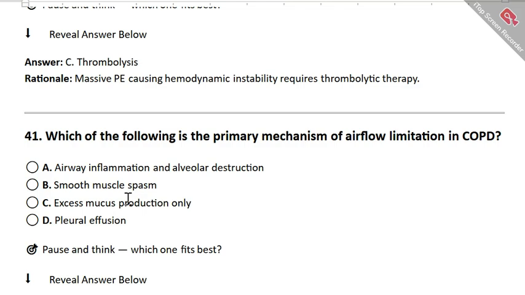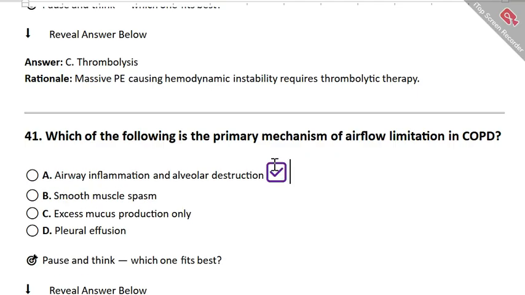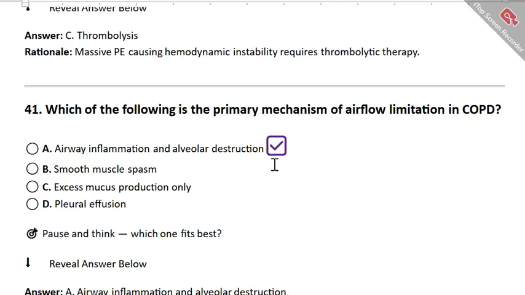Which of the following is the primary mechanism of airflow limitation in COPD? Read all four options, think, and then I am going to give you the correct option. In this scenario, the correct option is option A, airway inflammation and alveolar dysfunction.